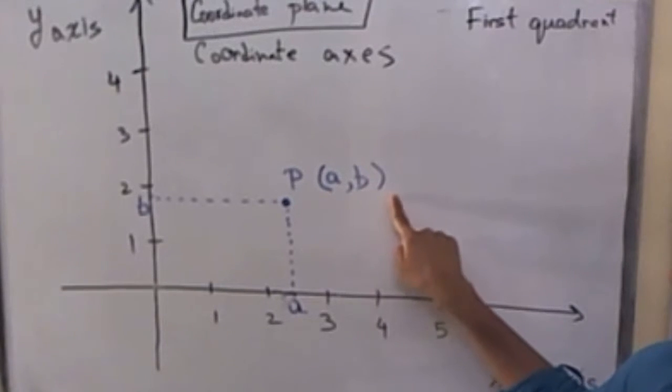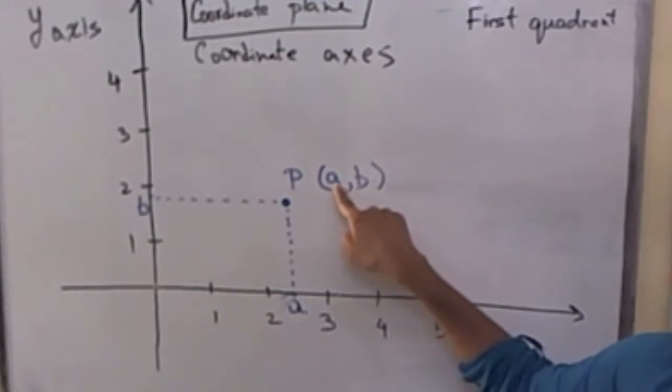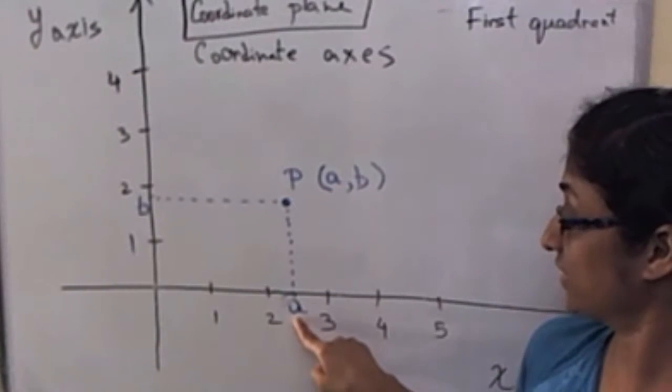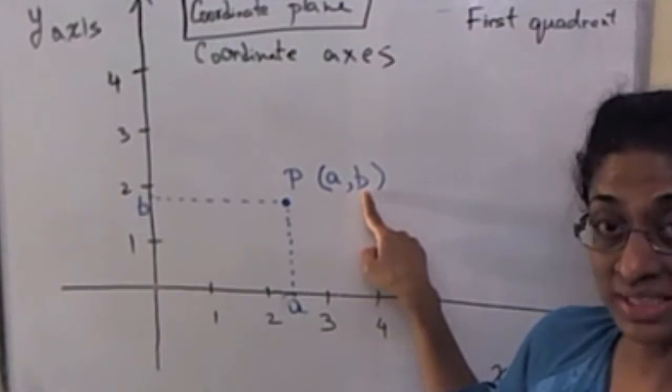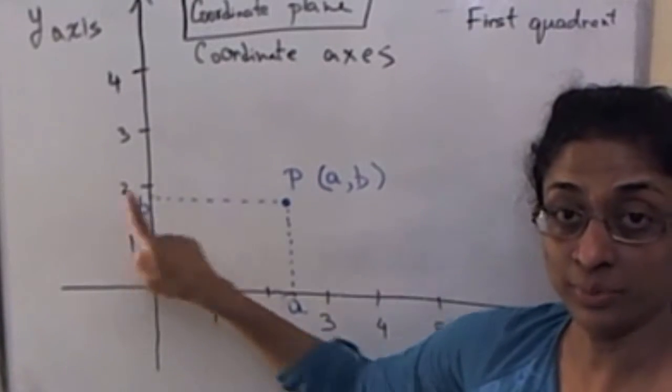And this is the notation for it. It starts with a parenthesis, ends with a parenthesis. The first number that you see here is this number, and it's called the x-coordinate. The second number that you see here is called the y-coordinate, and it is this number.